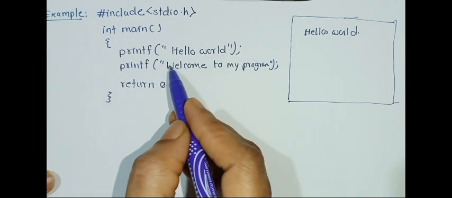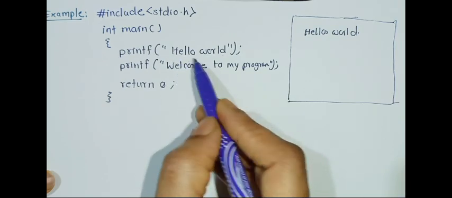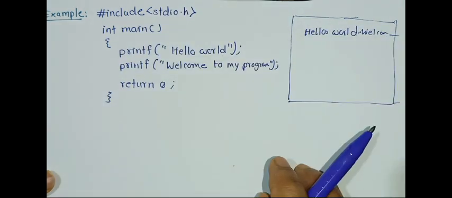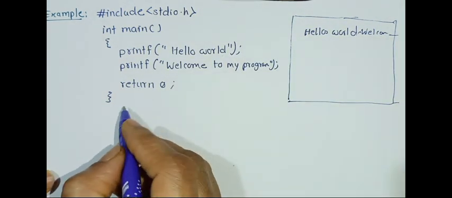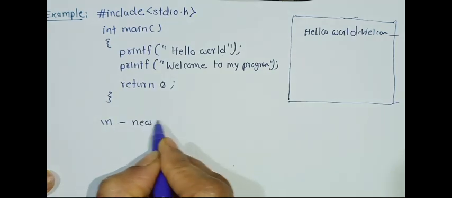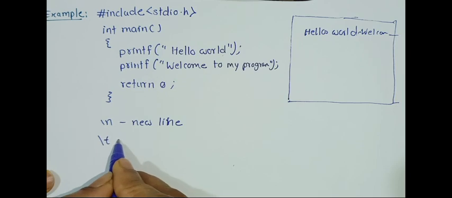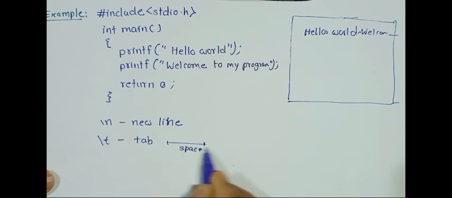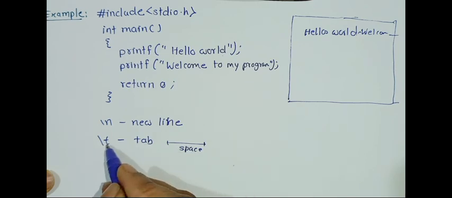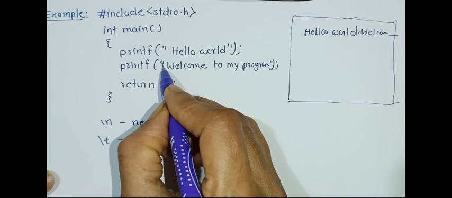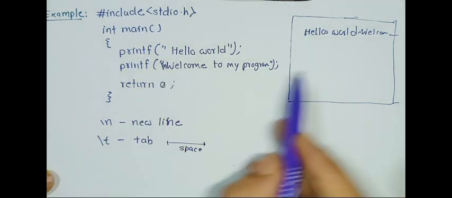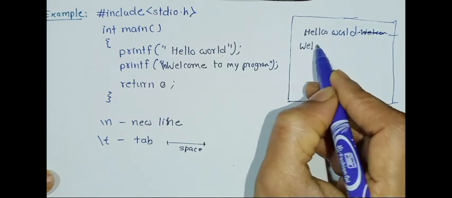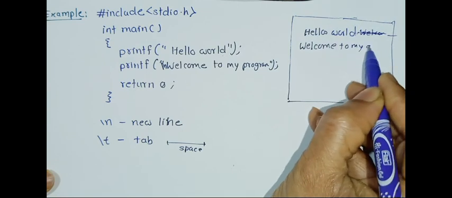Whenever you are printing the next text, what will it do? After "Hello world" only, it will start from here. "Welcome" will print in a single line only. So we are using \n for a new line, and one more, \t, for a tab, which means space. If you want to leave a particular space between text, you can use \t here. \n means new line, so if you want to print the text on a new line, you have to put \n here. Whatever you are printing after "Hello world" will come to a new line, and then it will print "Welcome to my program."